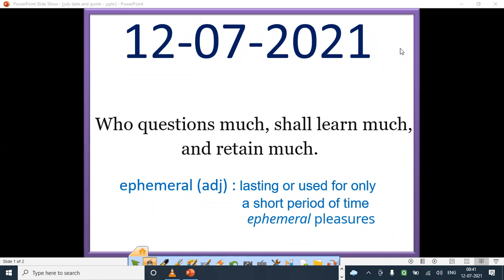Today's word is ephemeral. It is an adjective. Lasting or used for only a short period of time. Ephemeral pleasures, or the ephemeral joys of childhood.